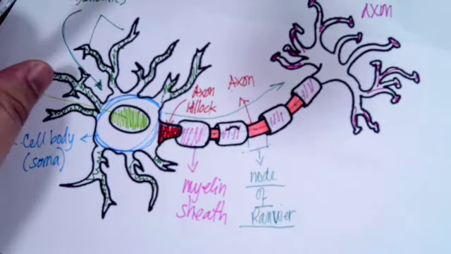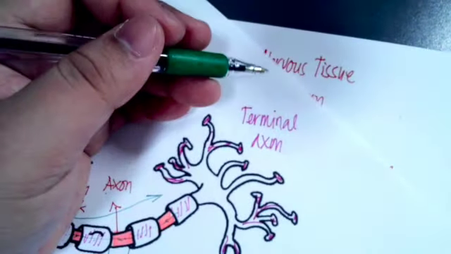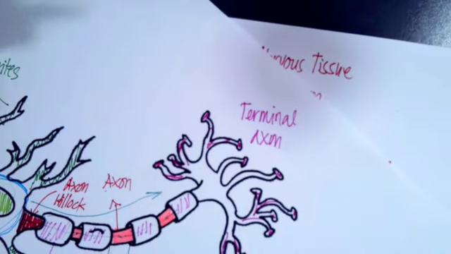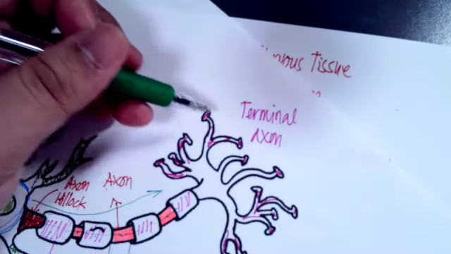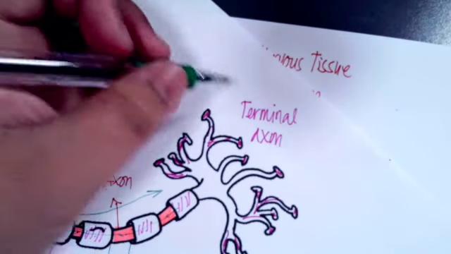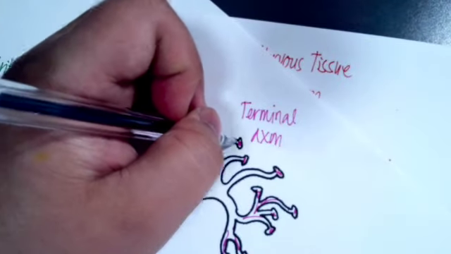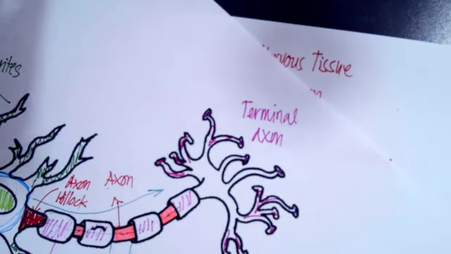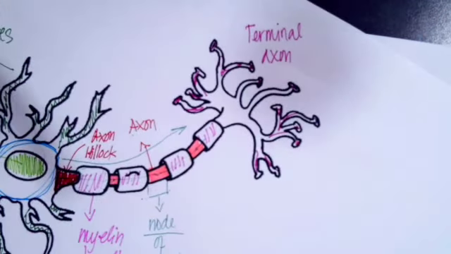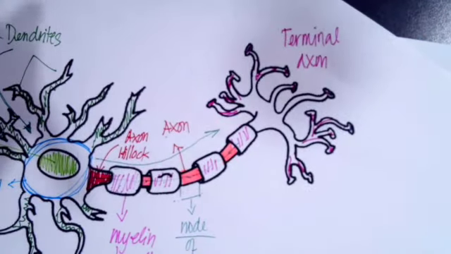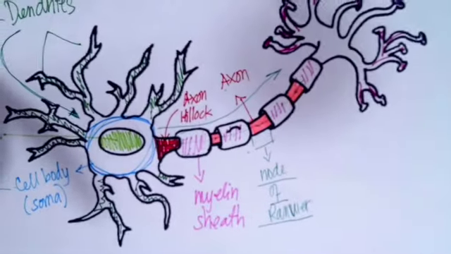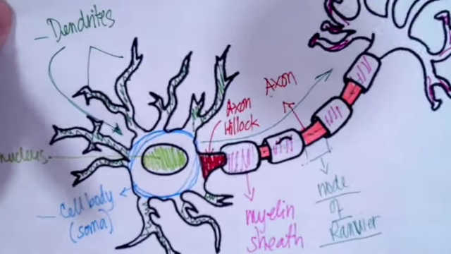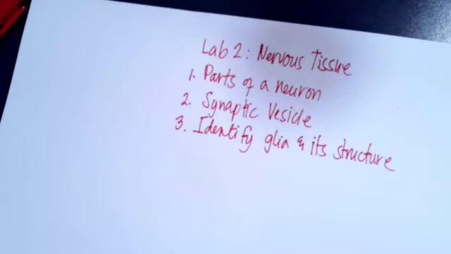And then as we move on, we have the terminal axon, or the axon terminal. It is the node at the end of the axon that holds the neurotransmitter, which I'm gonna discuss later after this one. So hope it helps. We're gonna move on to our next review, which is the synaptic vesicle.